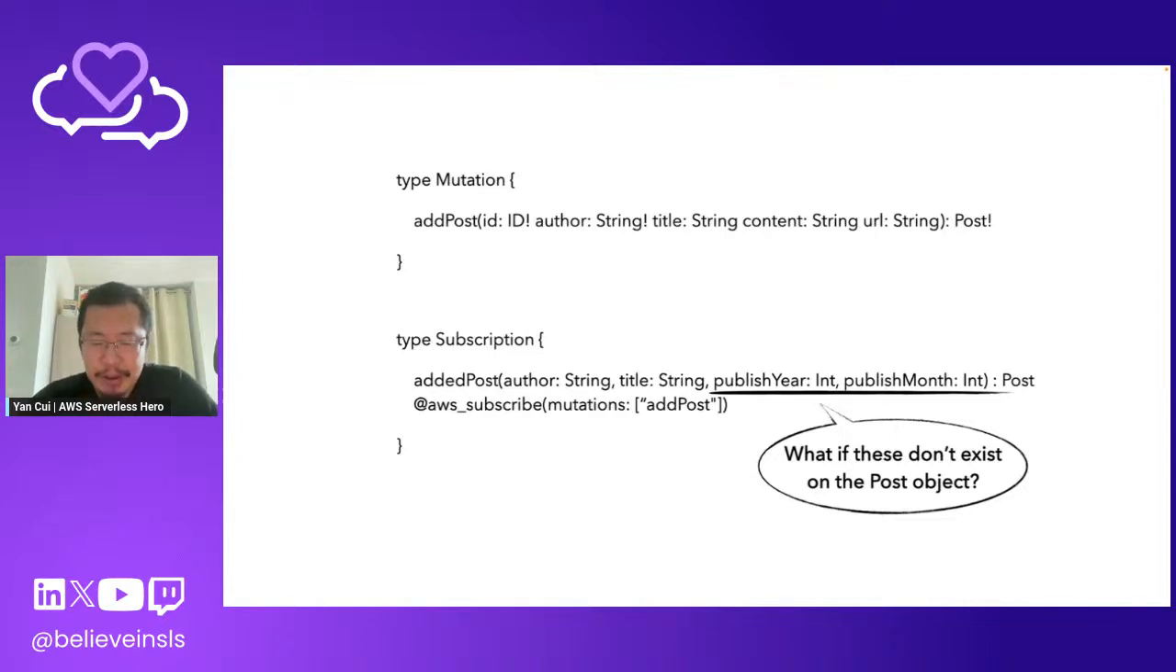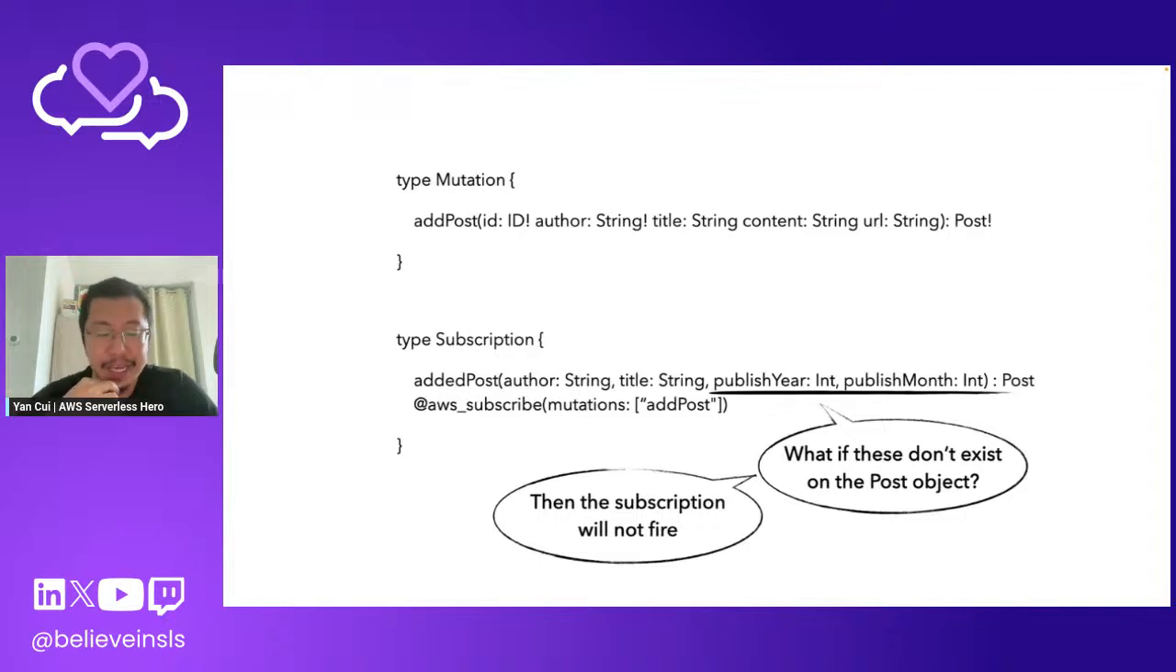Now, what if you are providing arguments that don't exist on the actual post object? Then your subscription is not going to fire. You're not going to get anything ever. So it's important to make sure that those arguments that you have in the edit post subscription endpoint match what you actually can return in the response.